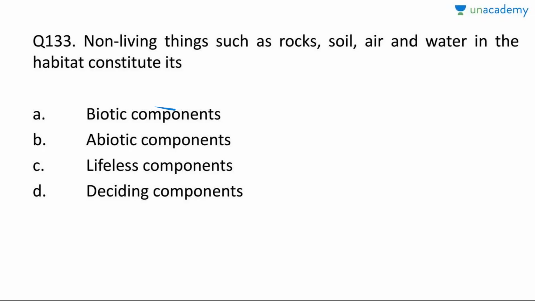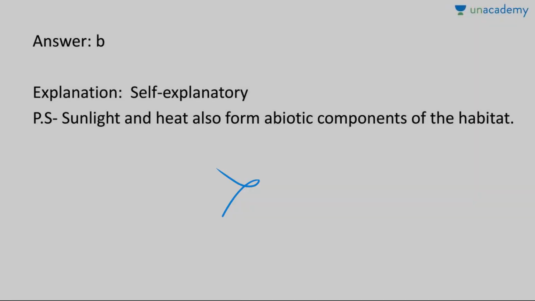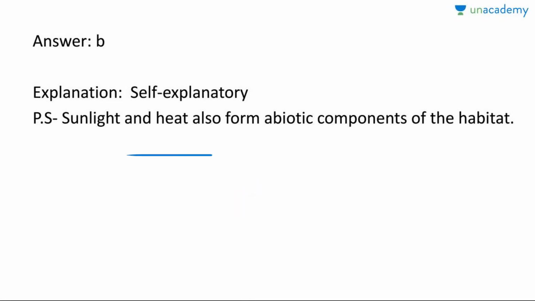Okay, which is the next question. So the non-living things of an ecosystem like rock, soil, air, water and the habitat constitute the abiotic components. Okay, they are not called lifeless components. This is wrong. So sunlight and heat form abiotic components of the habitat, they are also part of the habitats. Okay, so please remember these things. Okay, they are asked in the exam.